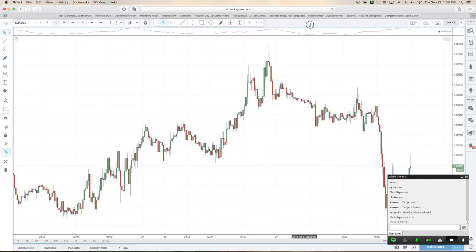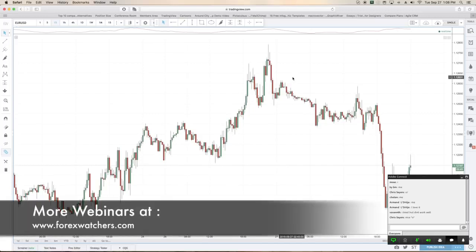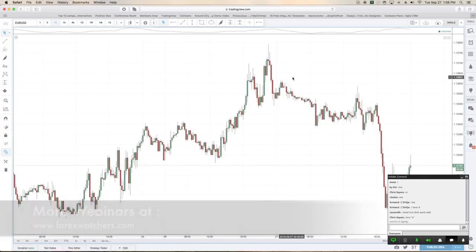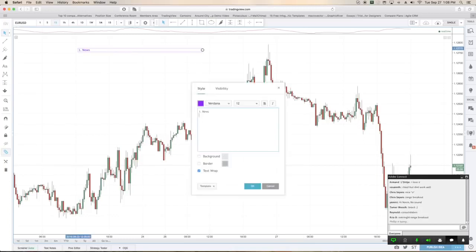Okay, so what kind of breakouts are there? What things can break out? What techniques can break out? Okay, news, range, support resistance. Okay, candle patterns. Supply and demand. Very similar to support resistance, but okay. And fib levels.